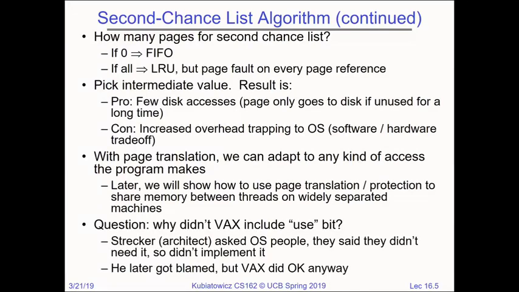So the question that you might ask is why the VAX didn't have a use bit. Strecker, famous architect for Digital Equipment Corporation, said, hey, OS people, do you need a use bit? They said no. And he later got blamed for not having a use bit on this architecture. Wasn't his fault. So architects of the world unite. Wasn't his fault. Okay. Questions?